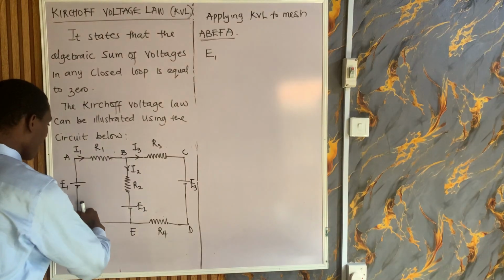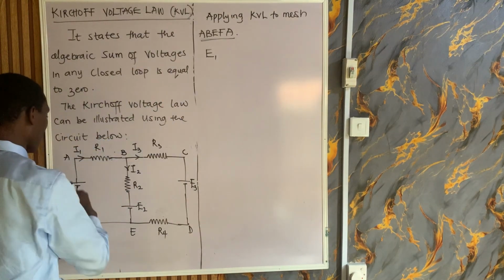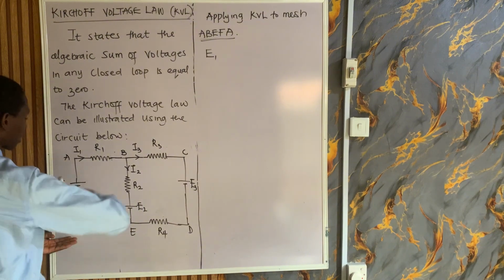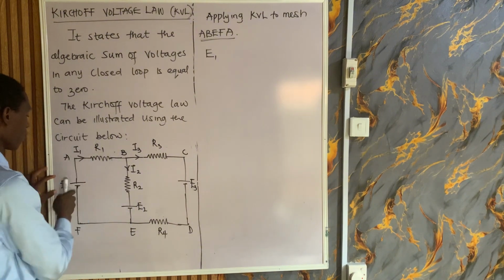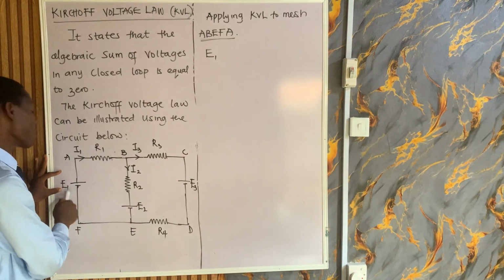You know, I'm going from F to A. Like I said, you don't necessarily must start from A to B. No, you can start from F. You can even start from E. So let's take from F first of all to A. When you go from F to A, you meet this cell having an EMF of E1. Now, it's going to be positive.